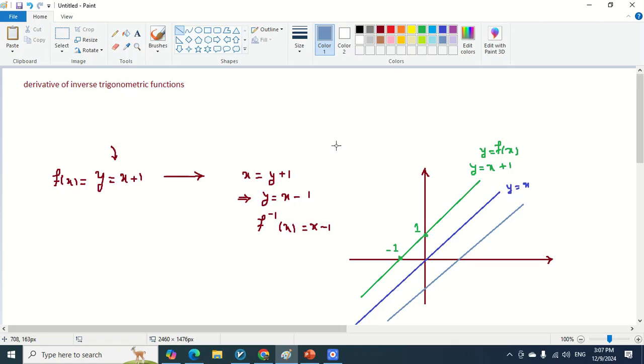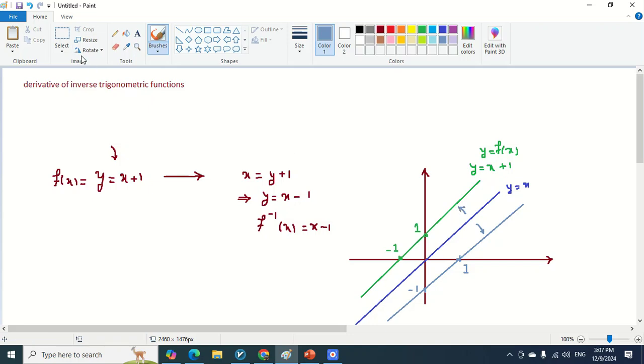Okay, so we have the value of 1 over here right now, and the other intercept, the y-intercept over here, is minus 1. And as you can see, this is totally reflected by y equal to x. So this is the inverse of that function.